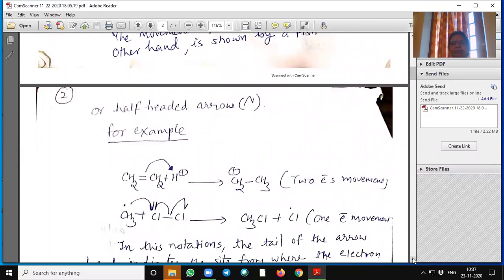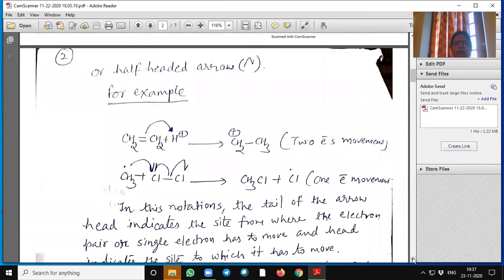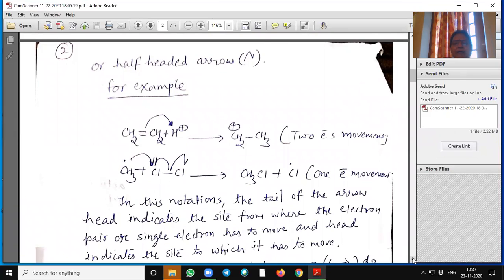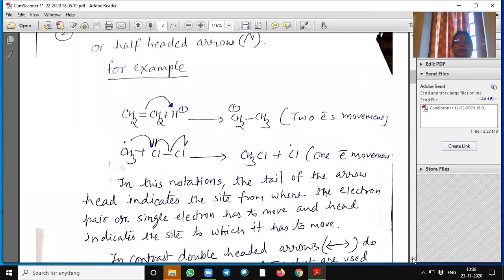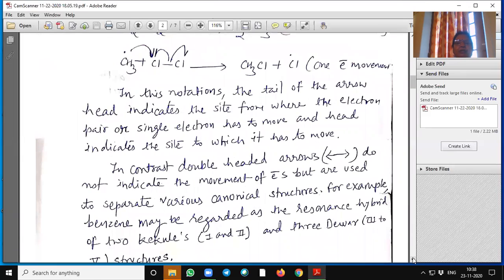For example, in this ethylene molecule, when pi electrons are moving, the two-electron movement is shown by a full-headed arrow. Whereas in methyl radical, it is a movement of a single electron, so it is shown by a half-headed arrow. In this notation, the tail of the arrow indicates the site from where the electron pair or single electron has to move, and the head indicates the site to which it has to move.